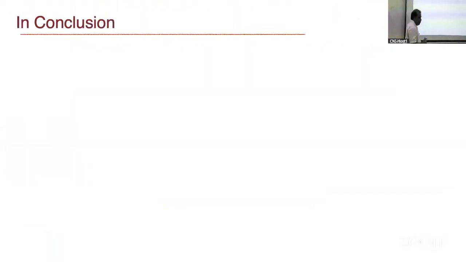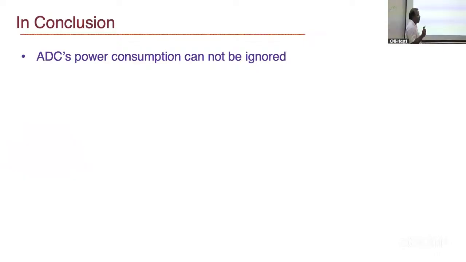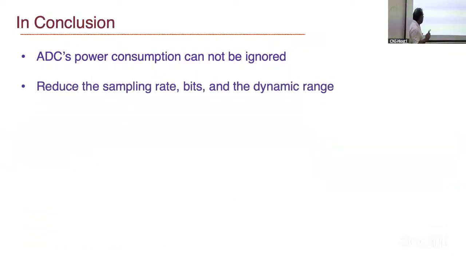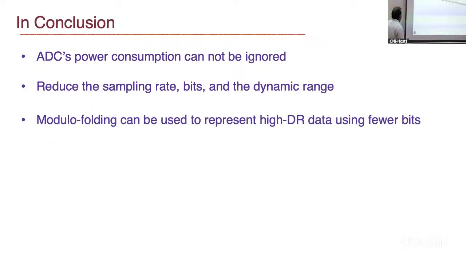So it's the end of the talk, the last slide. In conclusion, what we understood here is that the ADC's power consumption is something we cannot ignore. We all are using ADCs in some way or other, so we should focus on these things. Reducing the sampling rate, number of bits, and the dynamic range are all very key and important aspects. So whenever you next work on any problem, you should focus on these things as well. Modular folding can be used to represent high dynamic range data using low dynamic range or fewer bits. That's one of the solutions.